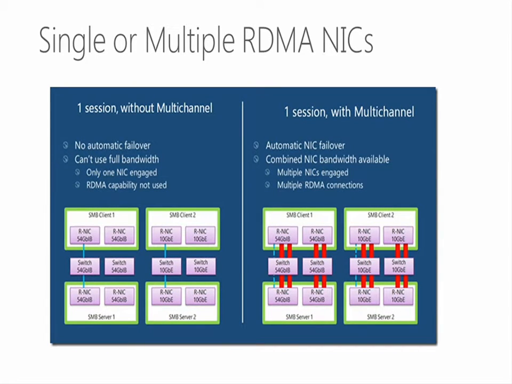Now if I have single or multiple RDMA capable network cards, if I have one session, again, we still don't have automatic failover. If we do have multi-channel, we do have automatic failover capabilities, as well as getting the combined network bandwidth available. This allows us to get much better throughput, as well as the fault tolerance capabilities that we're looking for in our high-end networking.